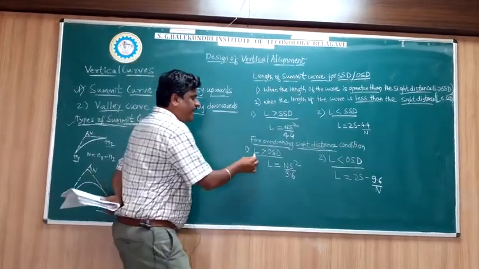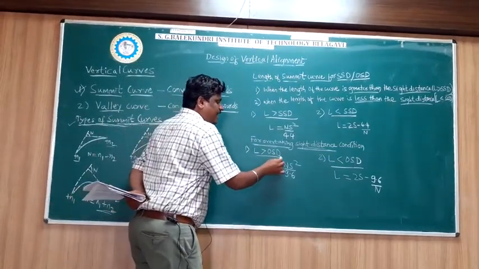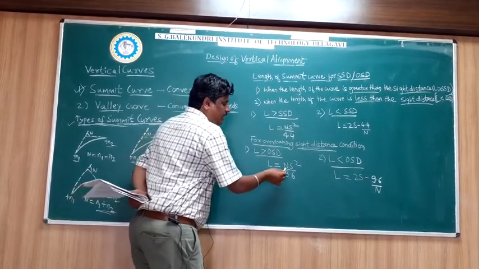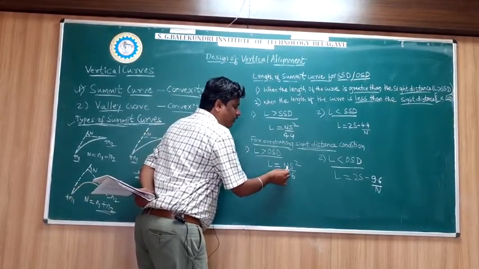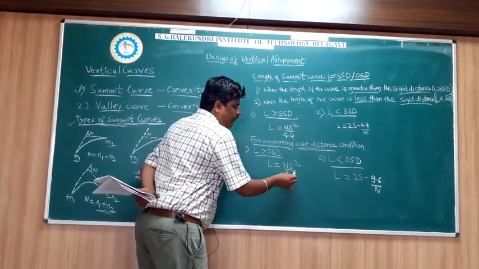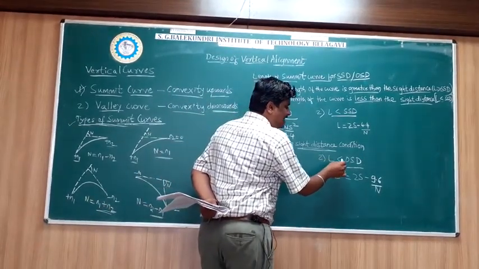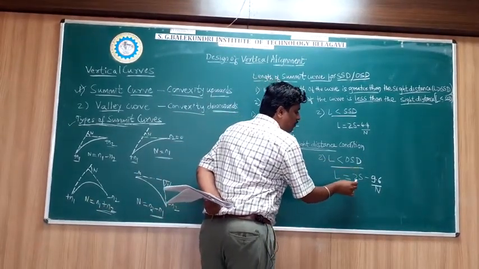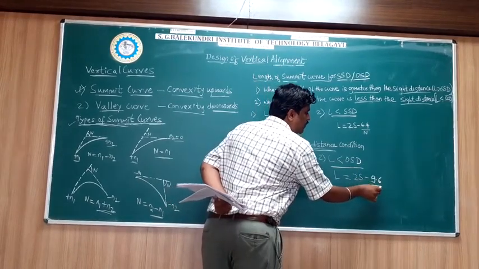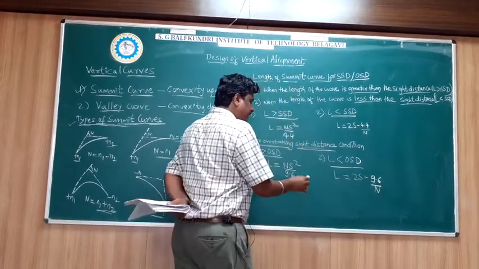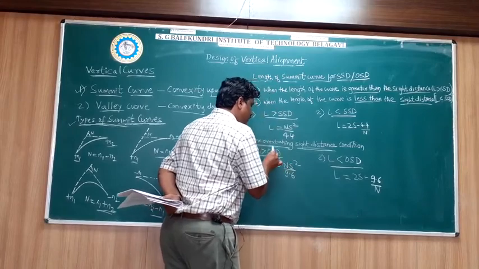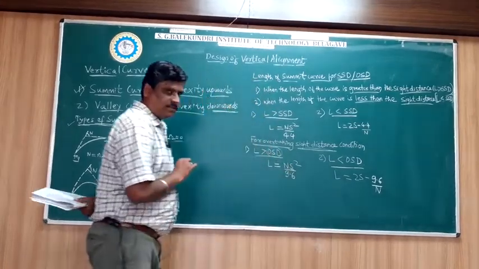condition, when L is greater than OSD, the formula will be L equal to N S square divided by 9.6. Similarly, when L is less than OSD, it will be L equal to 2S minus 9.6 by N. Here S is nothing but the overtaking sight distance.